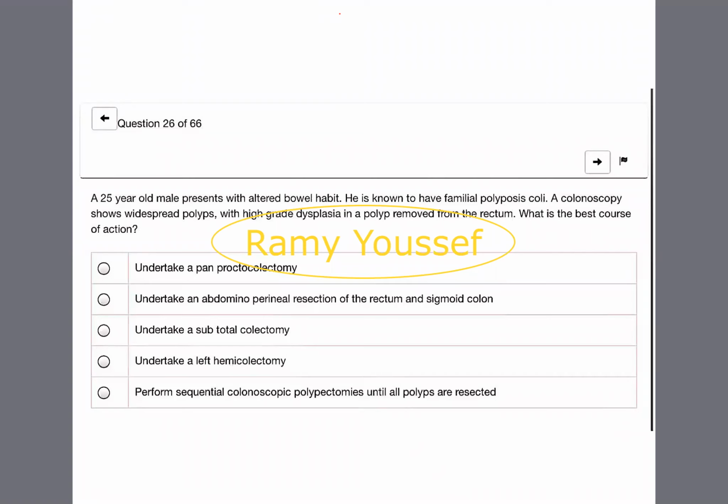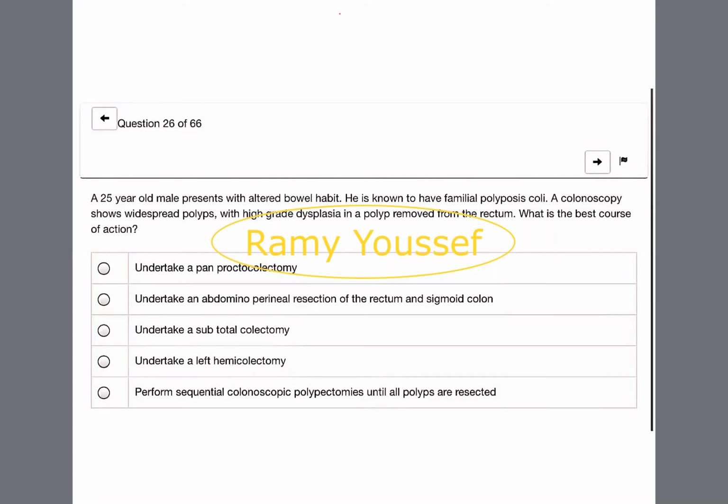This patient, by the age of 35 to 40, will have 100% cancer colon. So the protocol is, if you have a family history of familial polyposis coli, the patient will go for a colonoscopy at 10 to 12 years. This is the protocol in the UK. If you found it clear, you'll repeat it after 5 years. If you found a polyp or something like this, it depends on the number and the size.